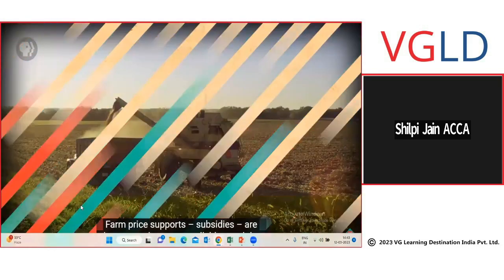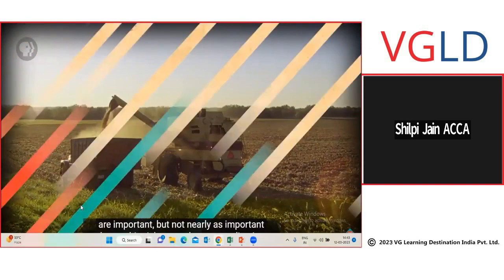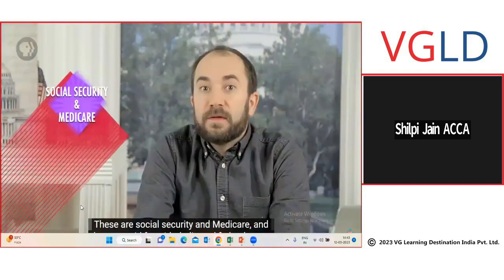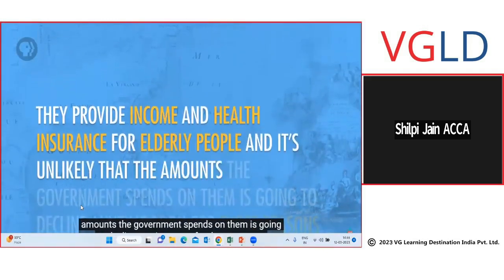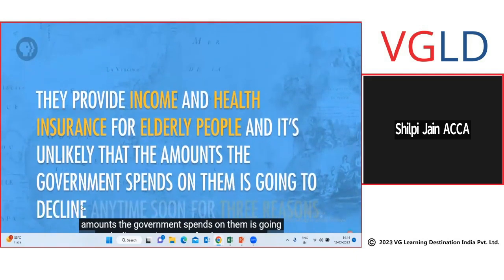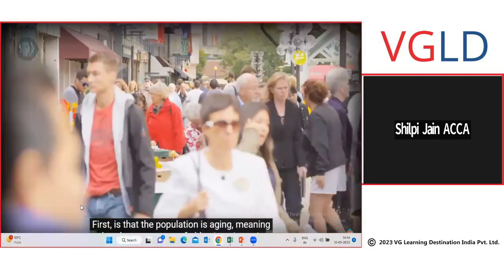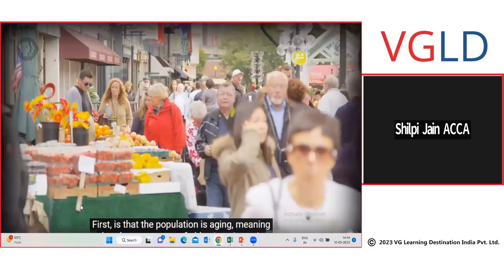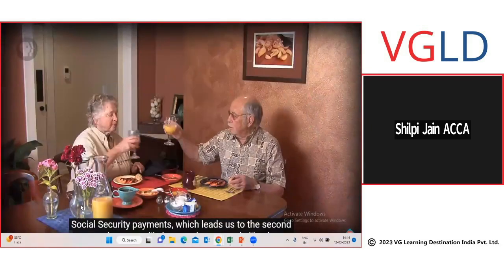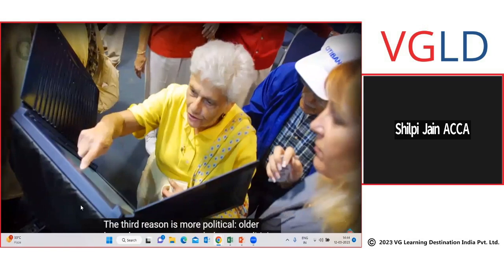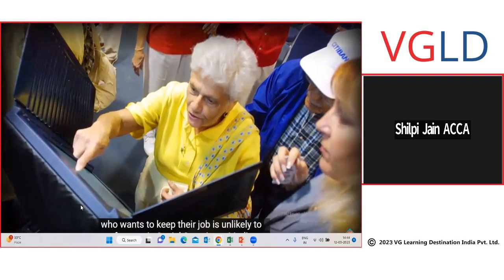Farm price supports, subsidies, are also counted as uncontrollables, and they are important, but not nearly as important as the two big-ticket mandatory spending items. These are Social Security and Medicare, and they're paid for with dedicated federal taxes. They provide income and health insurance for elderly people, and it's unlikely that the amounts the government spends on them is going to decline anytime soon for three reasons. First is that the population is aging, meaning that the percentage of older Americans is rising in proportion to younger Americans. This means that more people will be receiving Social Security payments, which leads us to the second reason they are unlikely to go down. People like them. The third reason is more political. Older people tend to vote more regularly, so a politician who wants to keep their job is unlikely to vote for cuts in Social Security or Medicare.